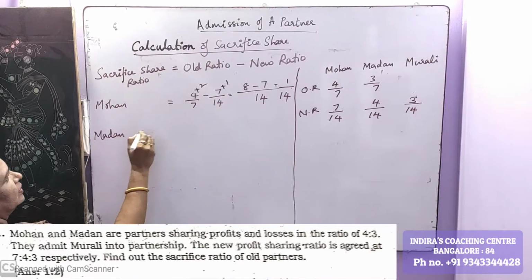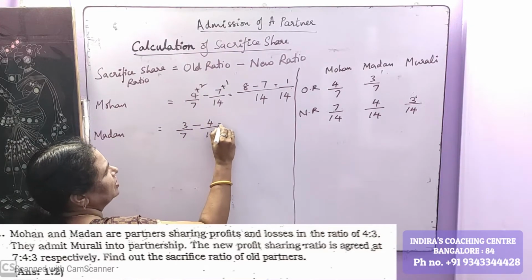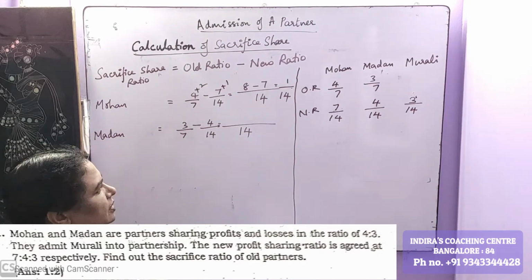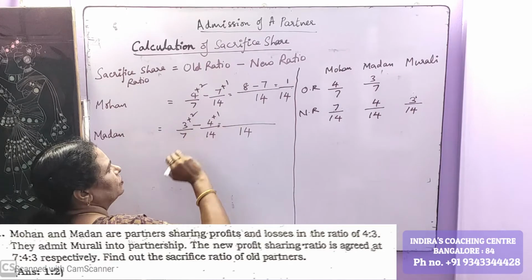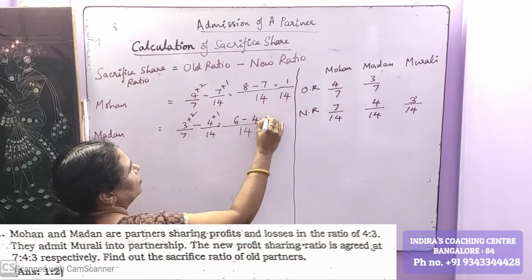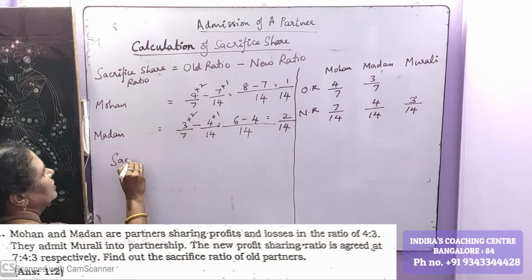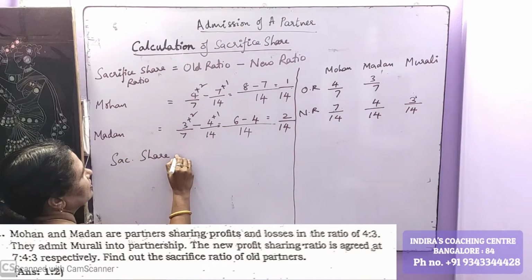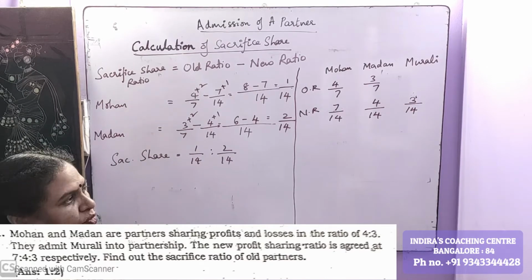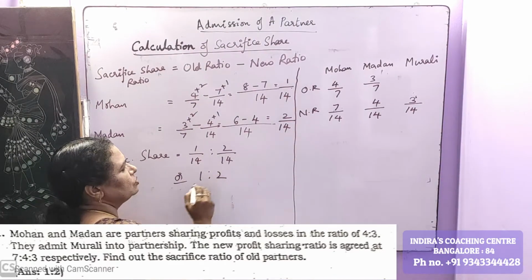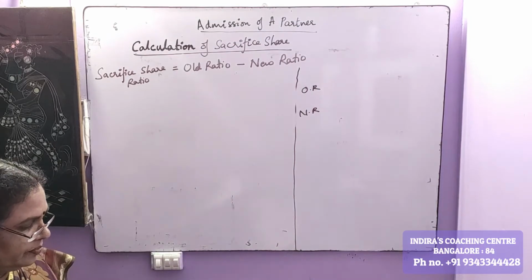Madan is equal to 3 by 7, his old ratio. New ratio is 4 by 14. LCM is 14. 7 2s is 14, 14 1s is 14. 3 2s is 6 minus 4. You get it as 2 by 14. Sacrifice share is equal to 1 by 14 is to 2 by 14. Some books will give you the answer as 1 is to 2. Both written in the examination is right. The next question.